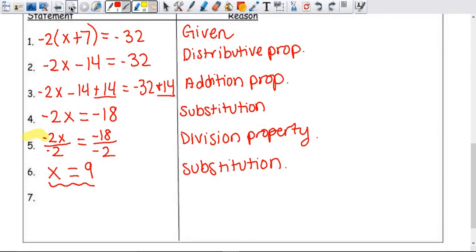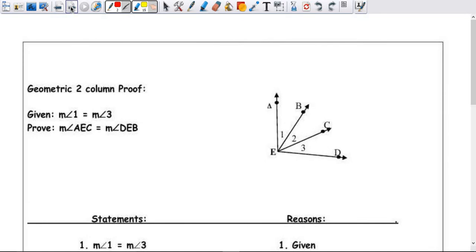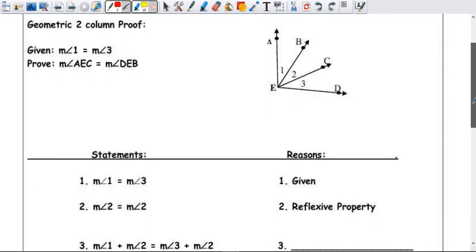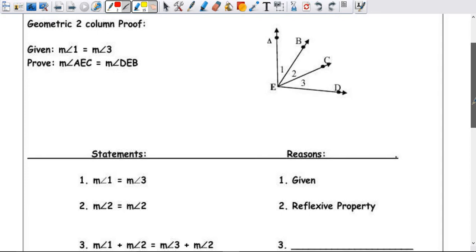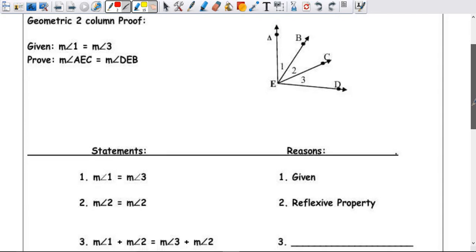All right, let's go to one geometric proof and then we'll be done. All right, so these are called 2-column proofs. That's what we've been doing on the front and right here. So we are given that the measure of angle 1 equals the measure of angle 3. We talk about pictures a lot in geometry, so we are going to use this picture.